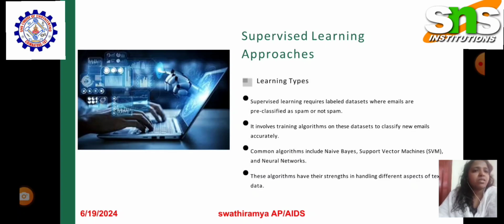Starting with the supervised learning approach, one of the approaches used for text classification. Supervised learning requires labeled data sets where the emails are pre-classified as spam or not. It involves training the algorithm on these data sets to classify new emails accurately. The common algorithms include naive Bayes, SVM, that is support vector machines, and neural networks. These algorithms have strengths in handling different aspects of text data.